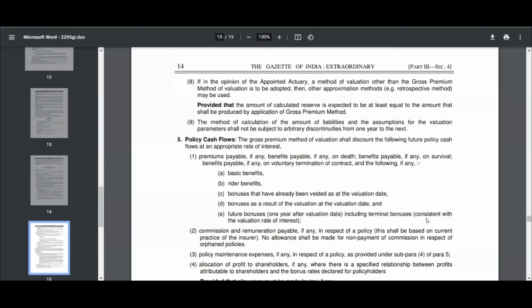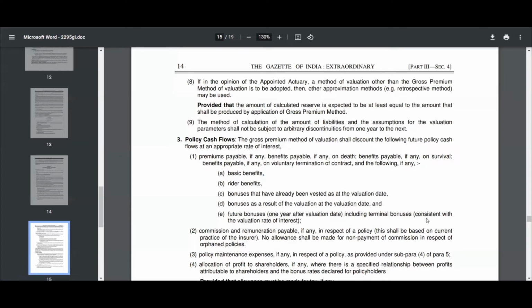We have already stated that the valuation methodology for India at least considers reserving for the terminal bonus, right? And then there will be commissions and bonuses which are paid to the distributors, and that should not include any allowance for commission for orphan policies. This is because of the prudent mechanism.